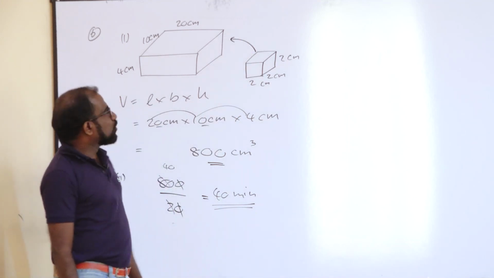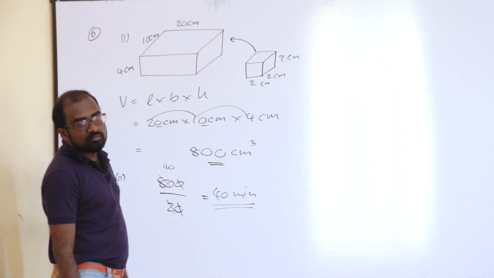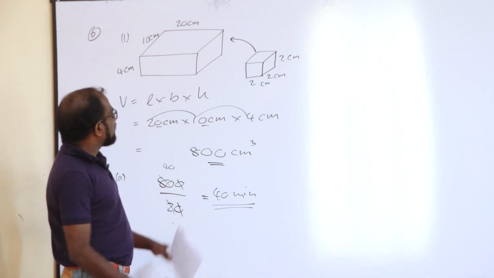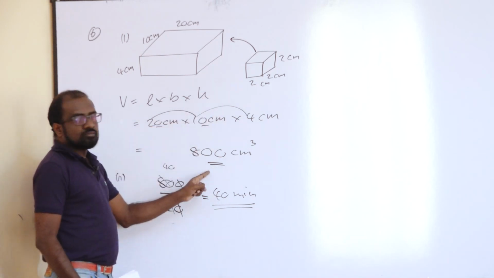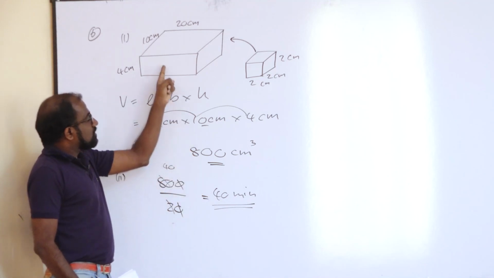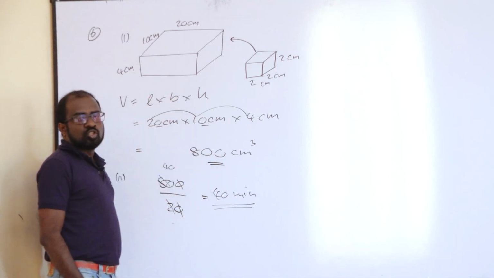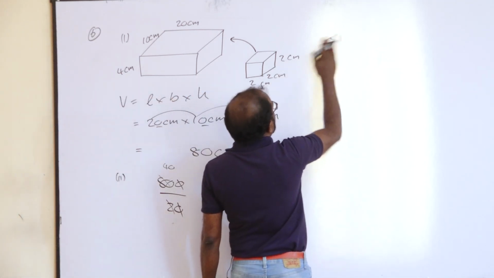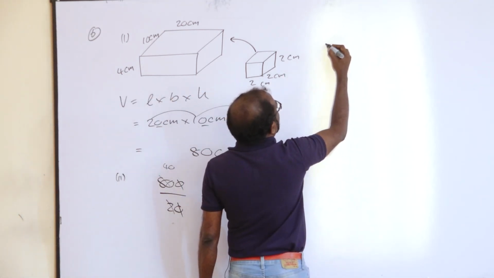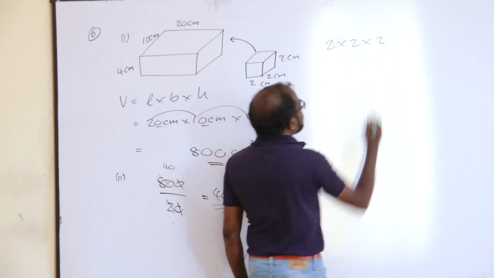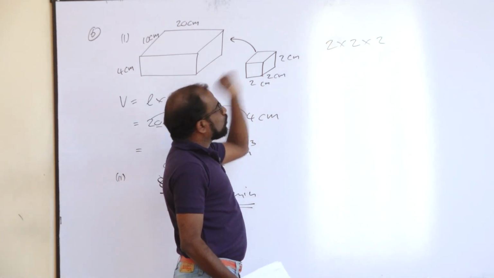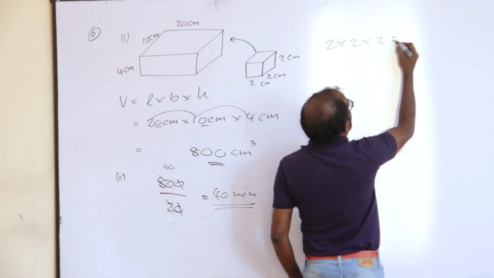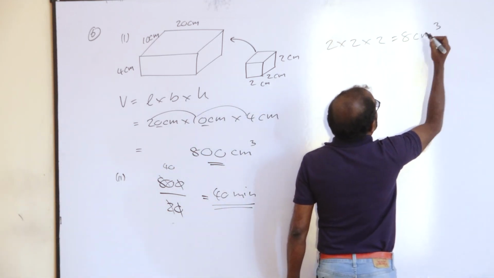Understand? So you can think in two ways. One is you can divide the volume. What is the volume of the larger cuboid? 800 cubic centimeters. What is the volume of the smaller cube? Length into breadth into height, 2 into 2 into 2. How much? 8 cubic centimeters.